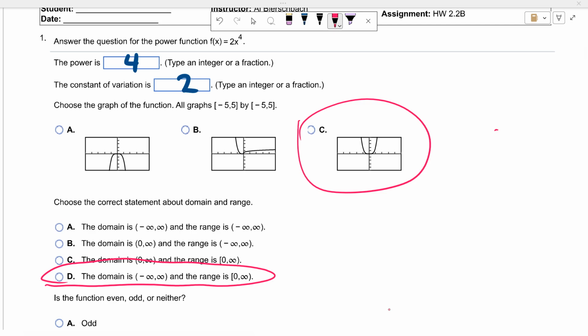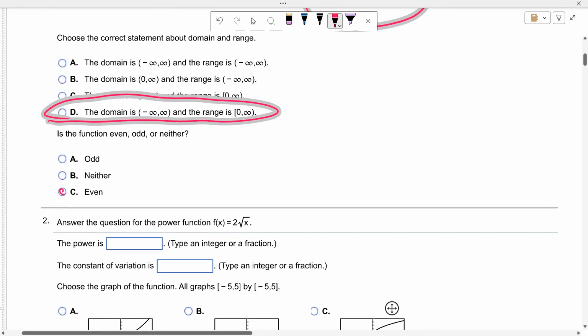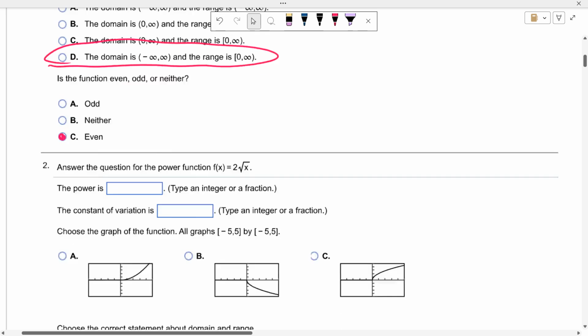Would this be an odd or an even function? Well, if you look at this, this is an even number, so it'd be an even function. But to be an even function, it has to flip across the y-axis. If it flips across the y-axis only, it's an even function. If it flips across both the x and the y-axis, then it's an odd function. And if it doesn't do either of those, it's neither. So that is an even function.